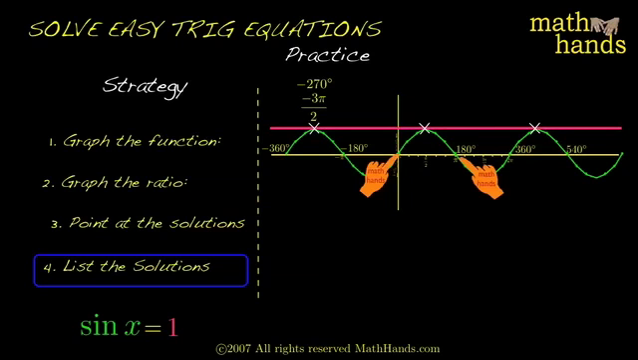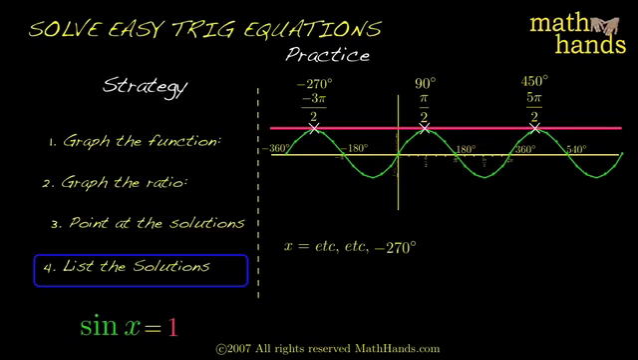This one's right smack in the middle between 0 and 180. And it's right in the middle of it. That forces it to be 90 degrees or pi over 2. And similarly, this one's between 360 and 540. That forces it to be 450 degrees or 5 pi over 2.